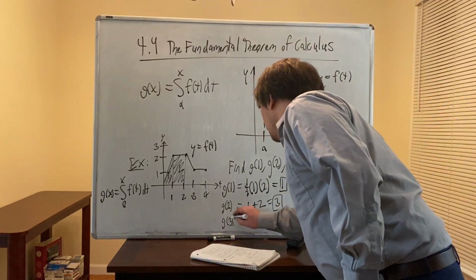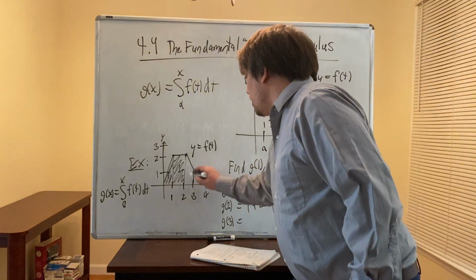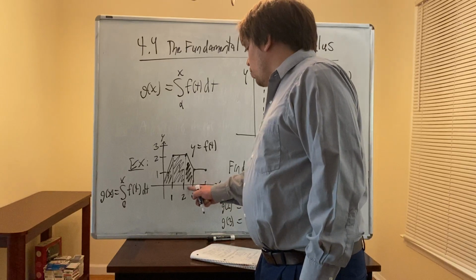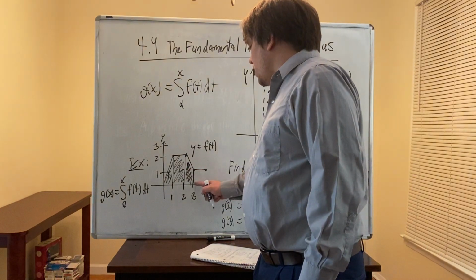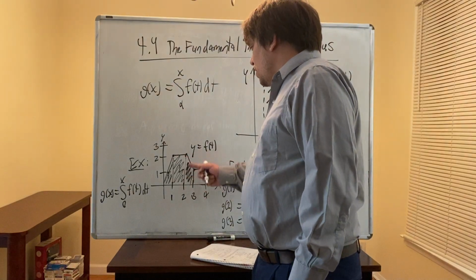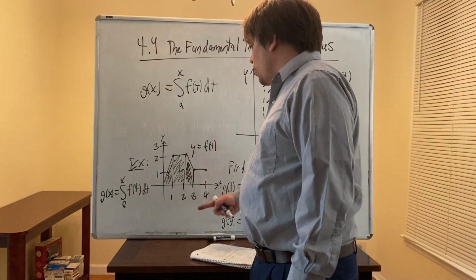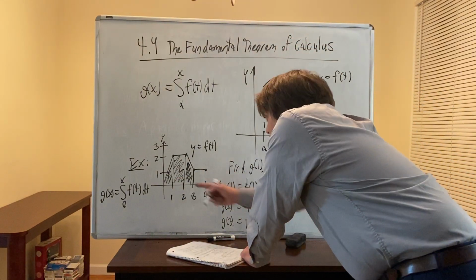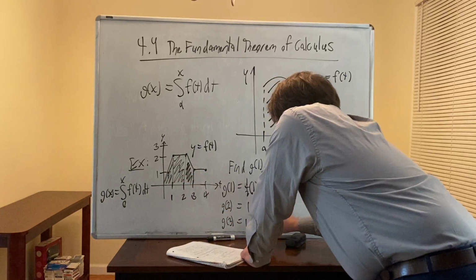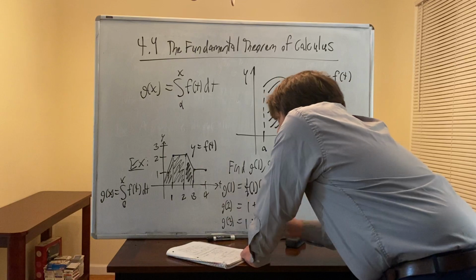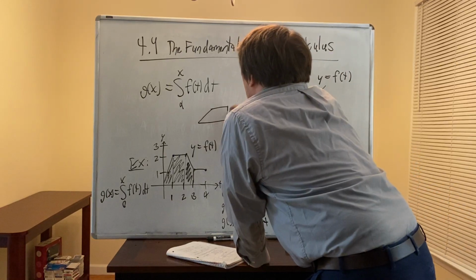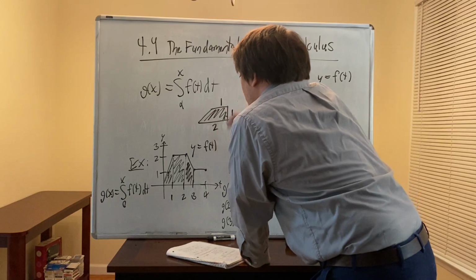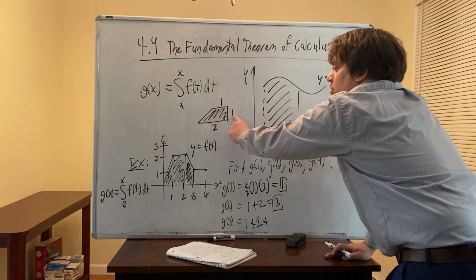g of 3 is equal to the area from 0 to 3. So I'm going to add the area of that shape. The area of that is the height, which is 1, times the average of the bases. This has height 2, that has height 1, so the average of 2 and 1 is 3/2. 3/2 times 1 is 3/2.